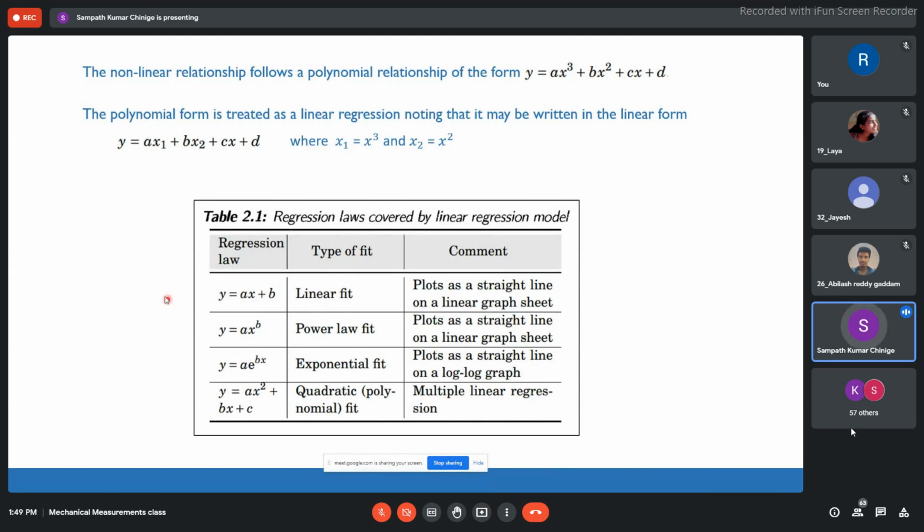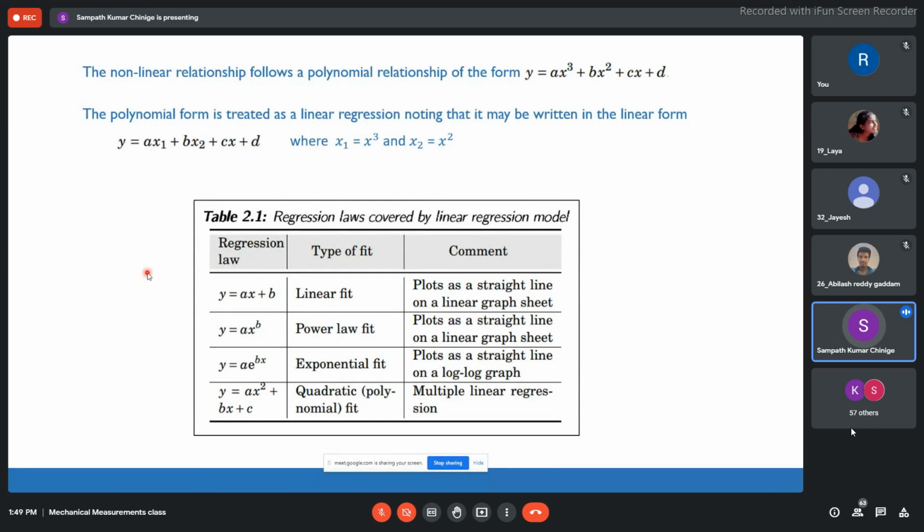For example, regression laws covered by linear regression models: if the regression law is y equal to ax plus b, the equation is in the form of ax plus b, it is a linear fit. How can we draw this? It will be a straight line on a linear graph sheet. It's not a logarithmic graph sheet. On a linear graph sheet, it will be a straight line with a particular slope. That depends on your slope value a, and the intercept will be given by b. Based on that, you will define that straight line for the given data.